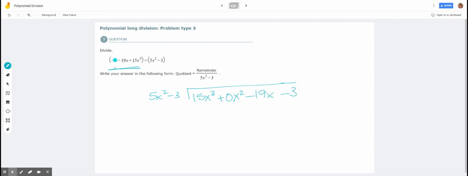So do you see what I did? I had to put the 0 in. I had to put it in standard form, decreasing order of exponents. Now I don't need to put the 0 here, but I could. It wouldn't hurt. It might be kind of nice even, because then we wouldn't have such issues with lining things up. Let's go. 5x squared goes into 15x cubed how many times? 3x. Distribute. 3x times 5x squared is 15x cubed. 3x times negative 3 is negative 9x.